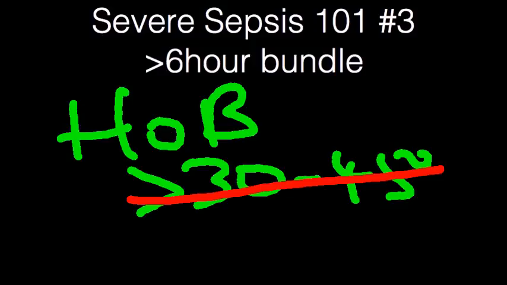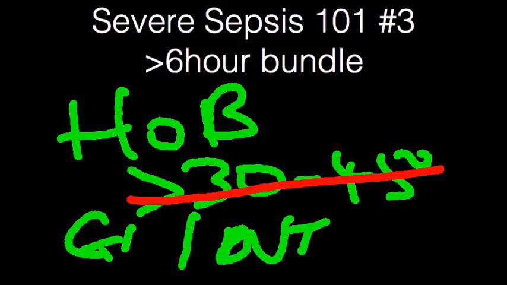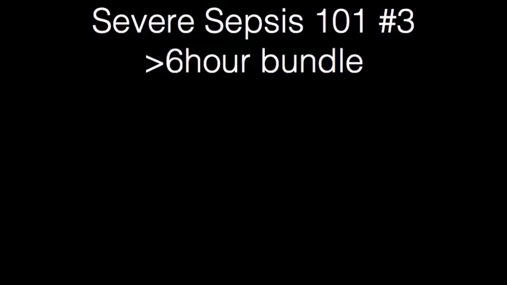The other parts of the vent bundle would include GI and DVT prophylaxis, and that should come under general housekeeping as well. The next thing we'll talk about is nutrition.